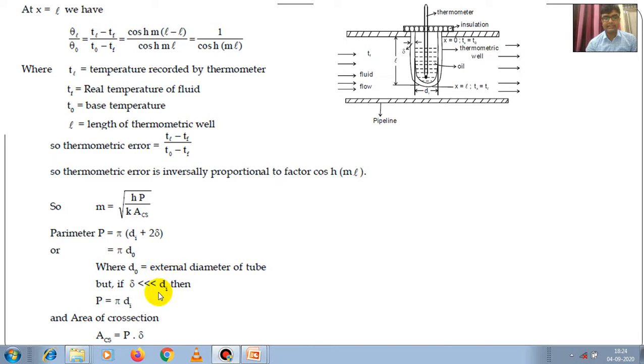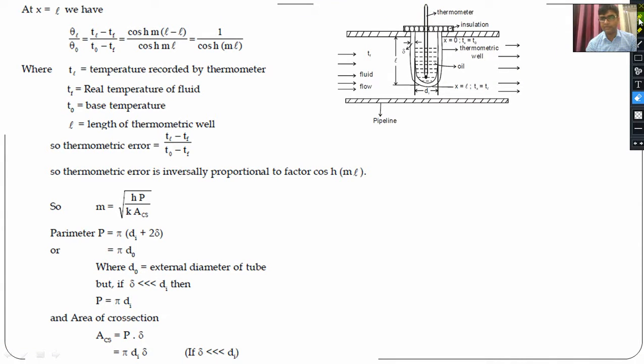Now I am considering the case where del is negligible. Del is negligible in the sense that its value is very low compared to the internal diameter, so del is very much less than d_i. So we can write the perimeter as pi into d_naught or pi into d_i, because d_i and d_o are very similar, since del is a very small quantity compared to the d_i value. Now if you want to talk about the area of cross section, most of us have issues with it. So I will discuss it by making a diagram.